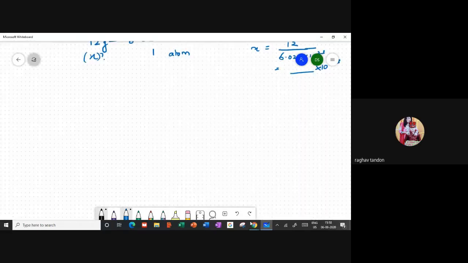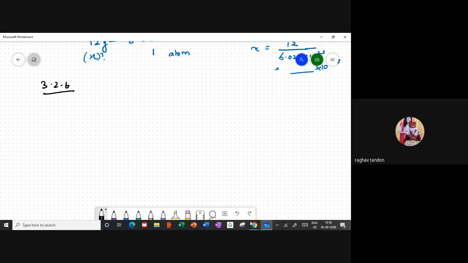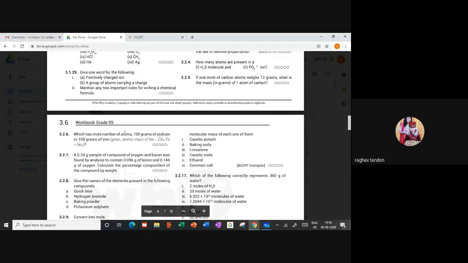Ma'am, we have been given the mass. We can use the actual mass, and then we can find the number of moles, and then from the number of moles, the atoms. So we can multiply the number of moles. Correct. Yeah. So this will be a two-step.